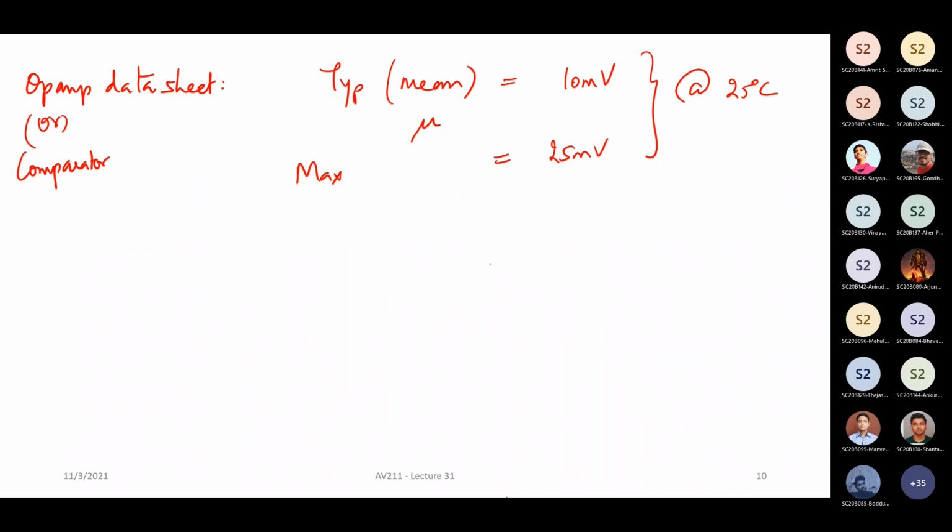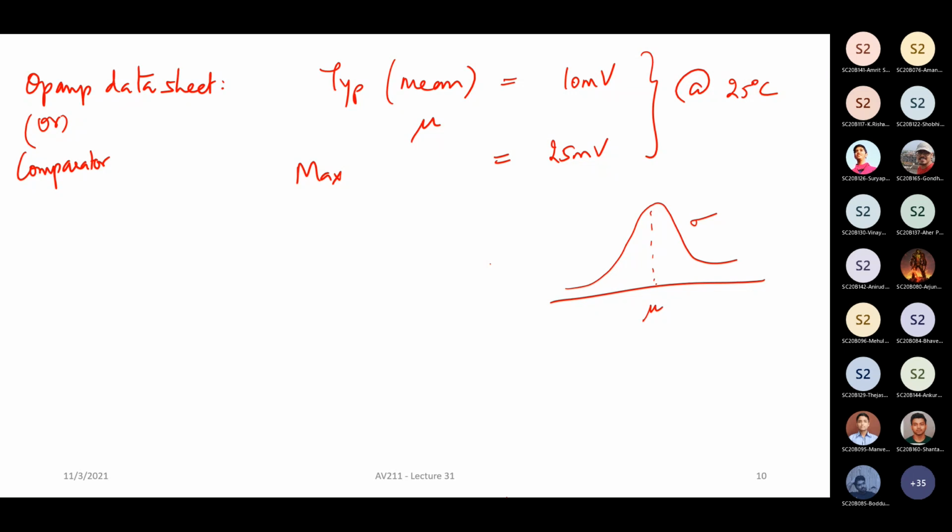No, when the data sheet says that your typical offset is 10 millivolt, it means that if you take, let us say, 1000 or 10,000 op amps, and you measure the offset, typically the offset will have a Gaussian distribution. So if you have a Gaussian distribution, it has a certain mu and it has a certain sigma. You're all familiar with Gaussian distribution, right? Yes, sir. Okay.